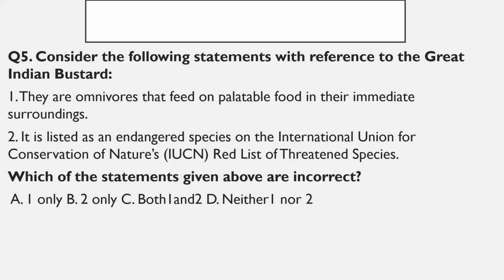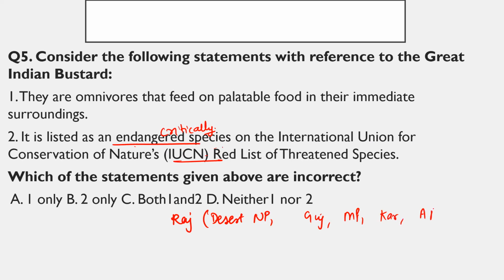The Great Indian Bustards are found in the Rajasthan and Gujarat region. So again, this topic is very important. It is a tall bird with long legs and a long neck, and it is listed in the IUCN list as critically endangered. Where is it found? Rajasthan, the Desert National Park of Rajasthan, Gujarat, Madhya Pradesh, Karnataka, Andhra Pradesh, and in some parts of Pakistan as well.